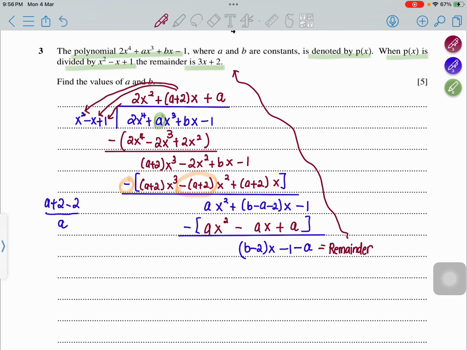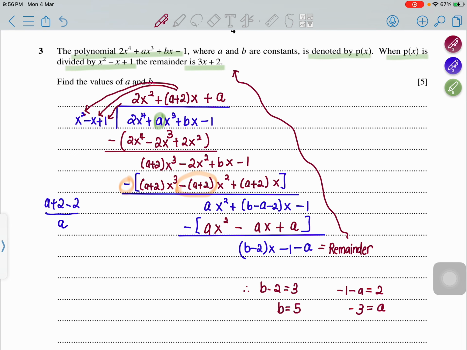So you can compare with what is given in your question. They are saying you have 3x plus 2. Therefore, b minus 2 is equal to 3, where my b is equal to 5. Minus 1 minus a is equal to 2. Therefore, my a value is going to be minus 3. This is one way. You do it by long division.